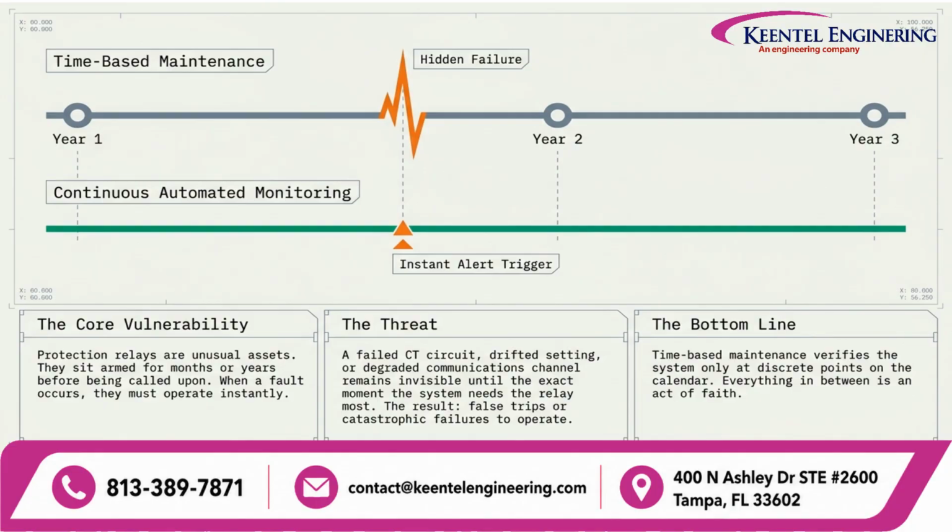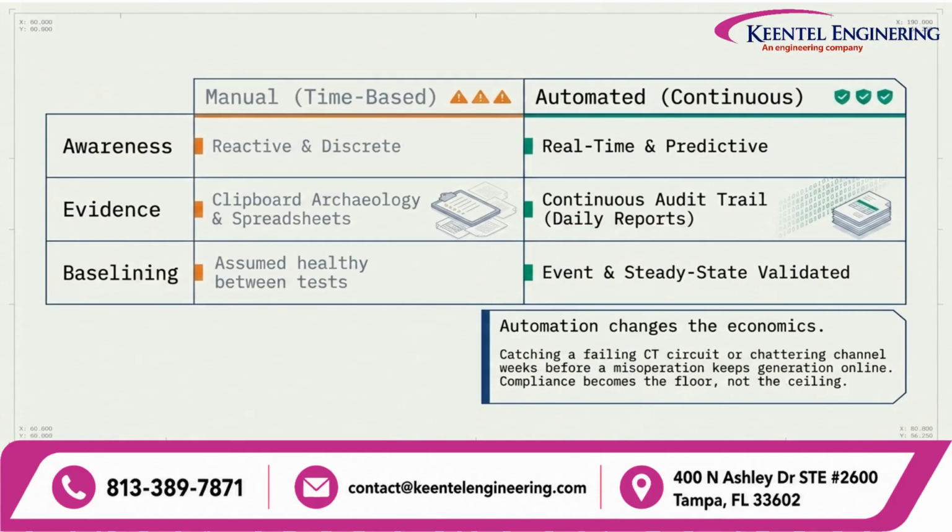Protection relays are unique assets, often sitting idle for years. Traditional time-based maintenance leaves gaps, creating risks like hidden failures or degraded communication, which remain invisible until a fault occurs. Automation shifts maintenance from a reactive, manual process to a real-time, predictive strategy. By moving from spreadsheets to a continuous audit trail, you ensure system health and keep generation online.